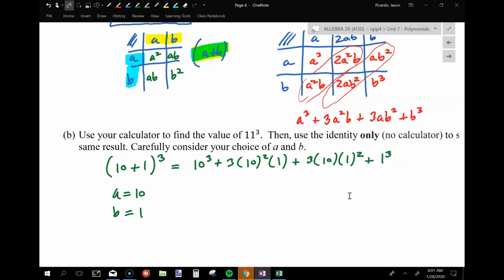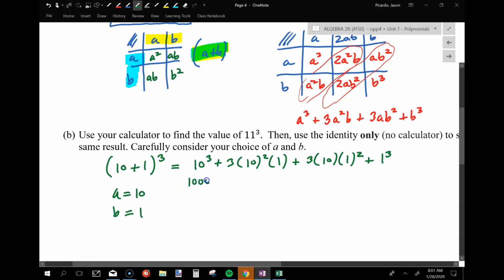10 cubed, 10 times 10 is 100, times 10 is 1,000, plus 300, plus 30, plus 1.